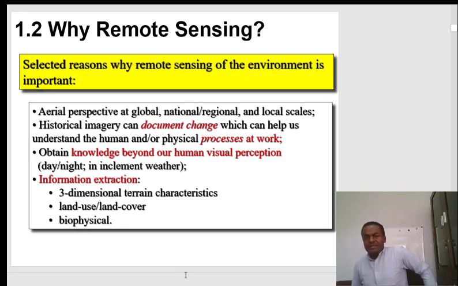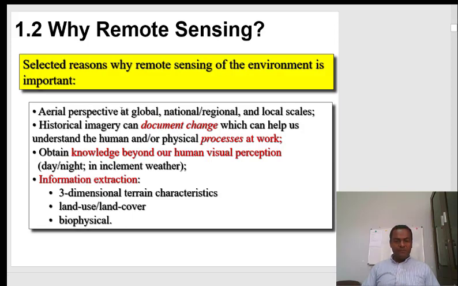So why do we study remote sensing? This is a very important question that we need to ask before we dive into the subject of remote sensing and GIS for environmental studies. There are a couple of reasons that you can find in textbooks for why we learn remote sensing. The first reason is because it gives an aerial perspective.